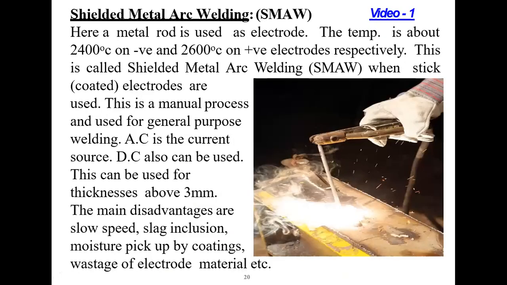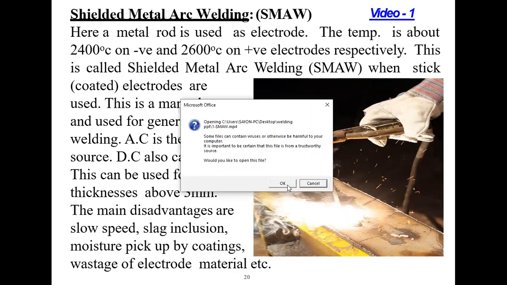Next, I'm going to SMAW, that is shielded metal arc welding. This is one type of arc welding that we are going to discuss. Before going to read all the lines, I'm going to show you one short video about this SMAW. Through this picture we can see that there should be an electrode. So we are going to see the video.